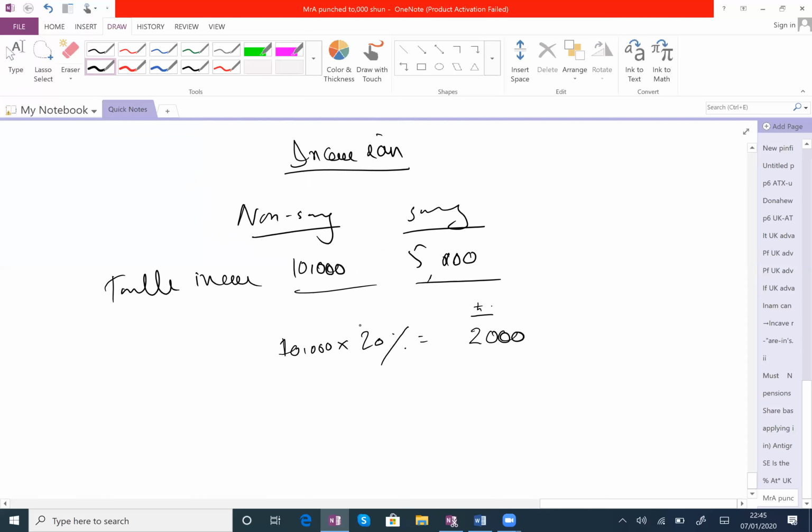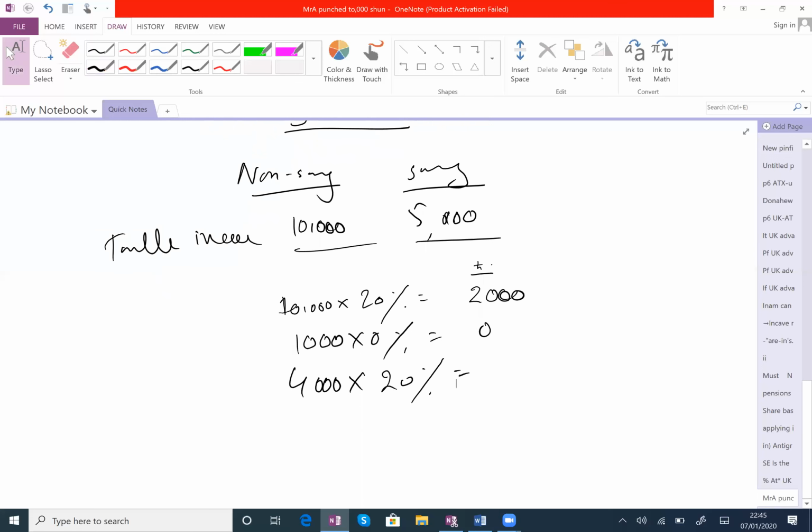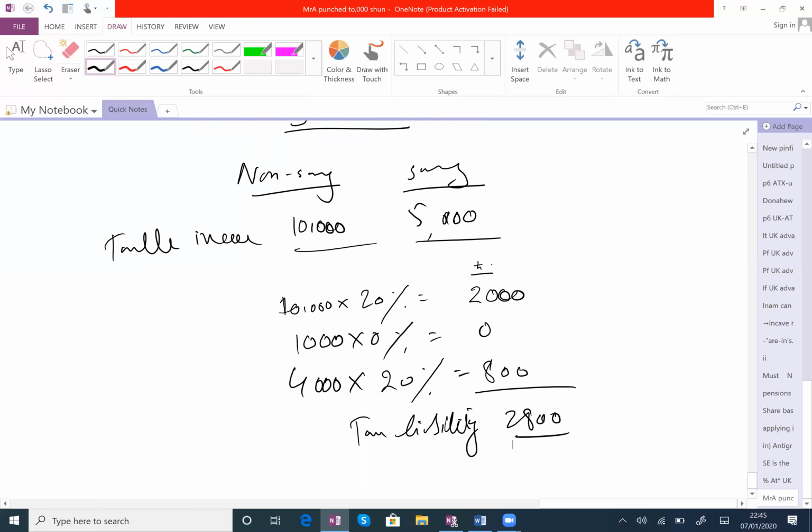Out of the savings income of 5,000, the 1,000 nil rate band is available, zero tax. The remaining 4,000 savings income is covered in the basic band, rate is 20%. What is the answer? Please calculate it. 800. And so the total income tax liability is 2,800.